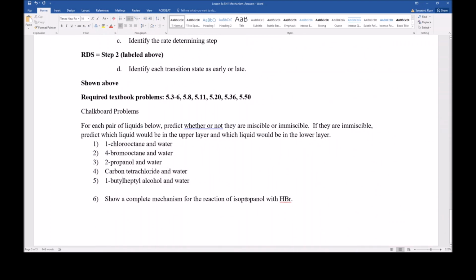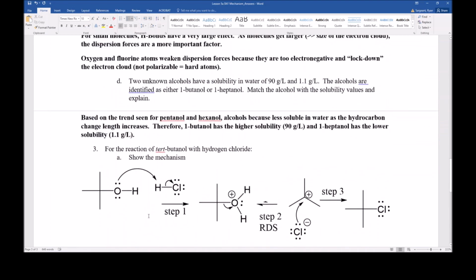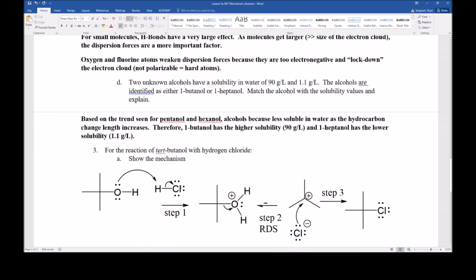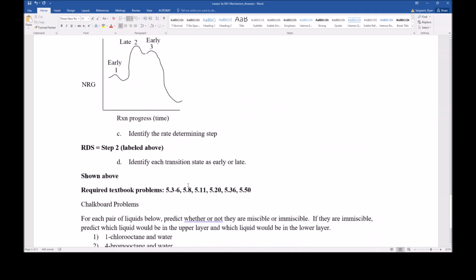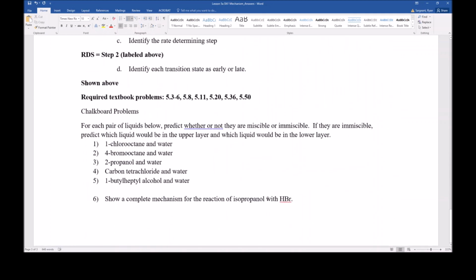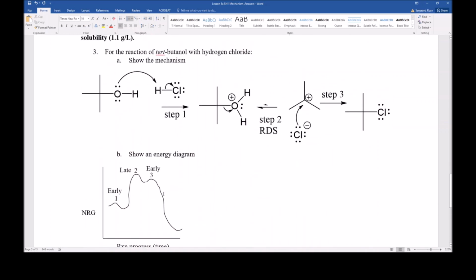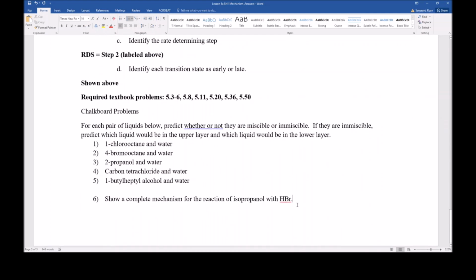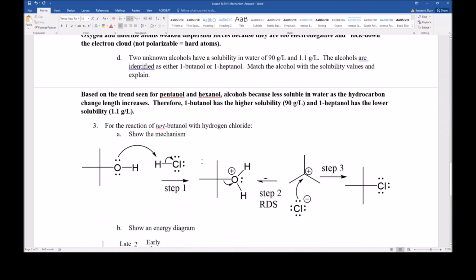Show a complete mechanism for the reaction of isopropanol with hydrobromic acid. This is you applying the mechanism that we saw for one alcohol and one hydrohalic acid to a different alcohol and a different hydrohalic acid. You don't have to show the energy diagram in your answer. You don't have to label the rate determining step. You just need to show those three mechanistic steps, but with different things that are not butanol and hydrochloric acid.